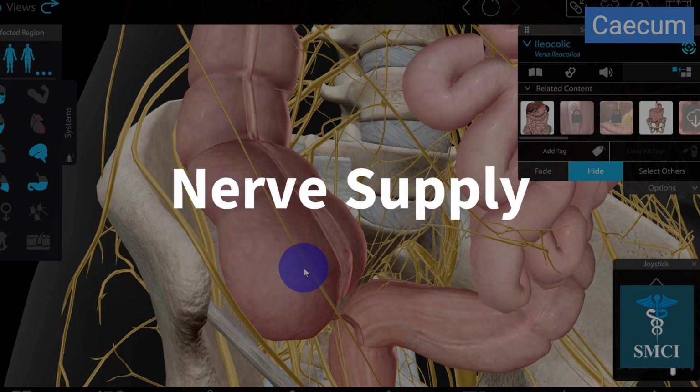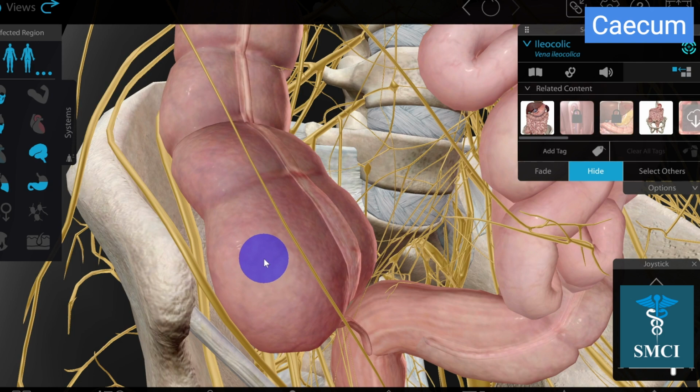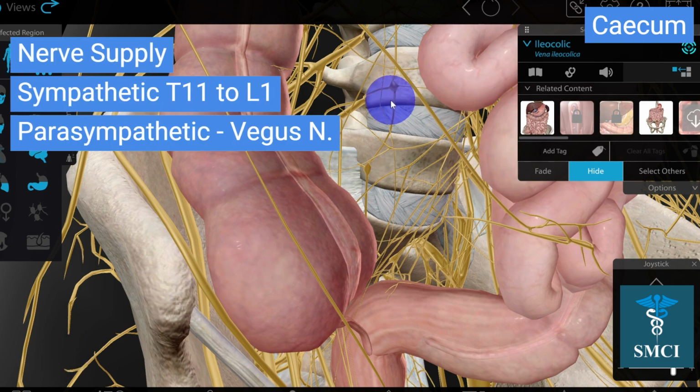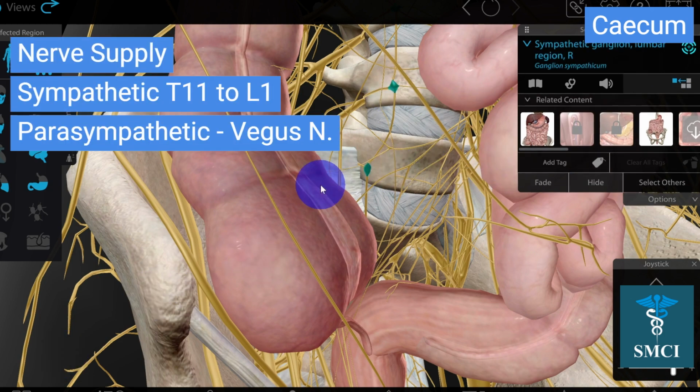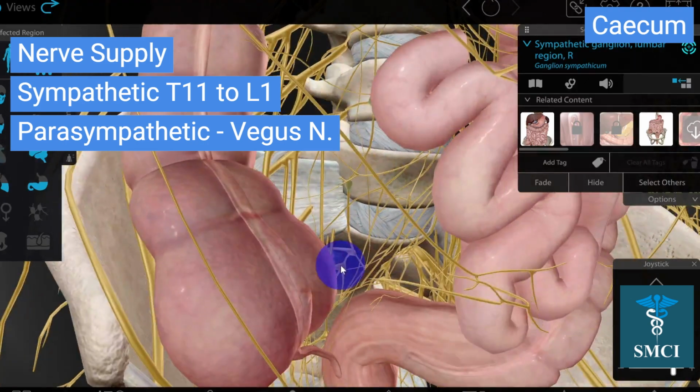Now let's remember the nerve supply of the cecum. In the nerve supply we will remember two things: the sympathetic and the parasympathetic. The sympathetic nerves are from the sympathetic ganglia T11 to L1, and the parasympathetic nerves are supplied by the vagus nerve. So that's all about the cecum.